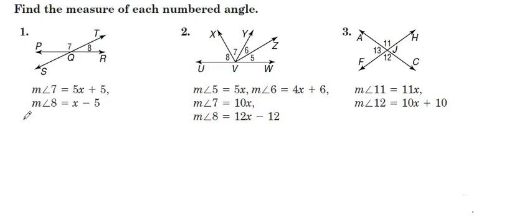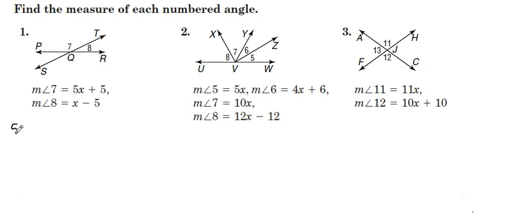Hello everybody, and today we're going to do a few examples on proving angle relationships. For 1, 2, and 3 here, the directions say find the measure of each numbered angle, so we have to find the measure of angles 7 and 8. And if you look how they are situated, 7 and 8 form a linear pair, and a linear pair is always equal to 180 when you add them up.